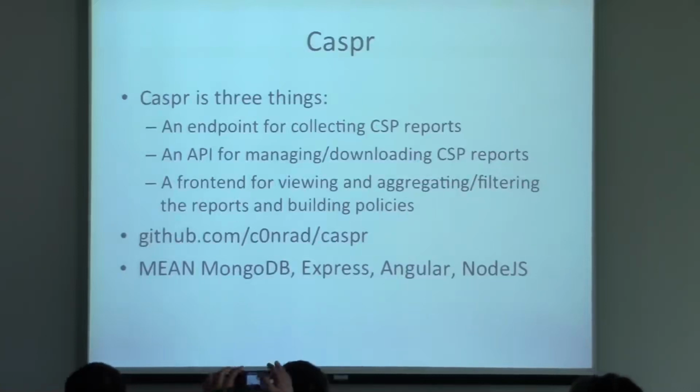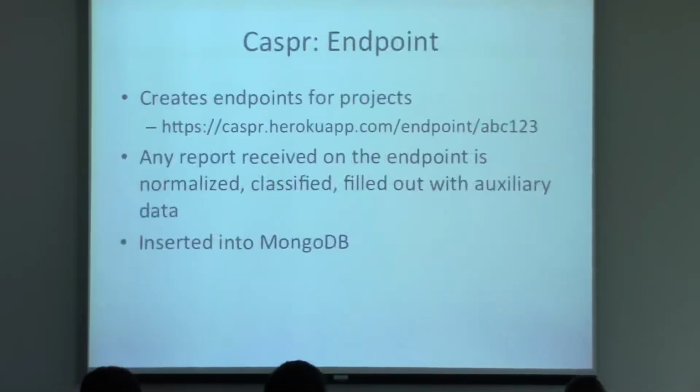It's an API for managing and downloading CSP reports. It stores all the CSP reports and makes an easier way for you to grab and manage them. And then of course it's also a front end for viewing, aggregating and filtering the reports. You can find it on GitHub, under Conrad Caspr. It's the standard MEAN stack: MongoDB, Express, Angular, Node.js, hipster tools, but not so much hipster anymore.